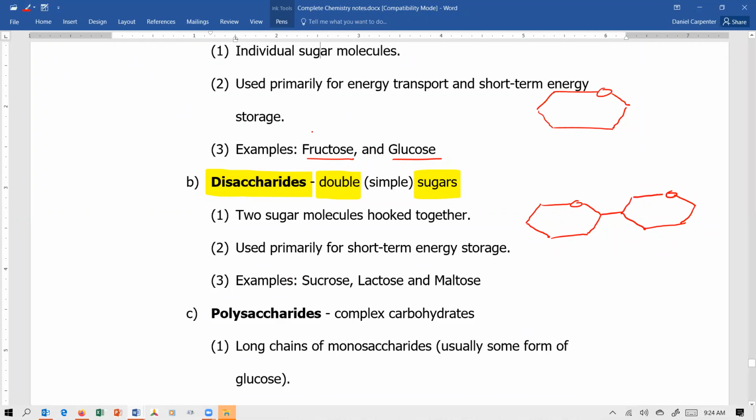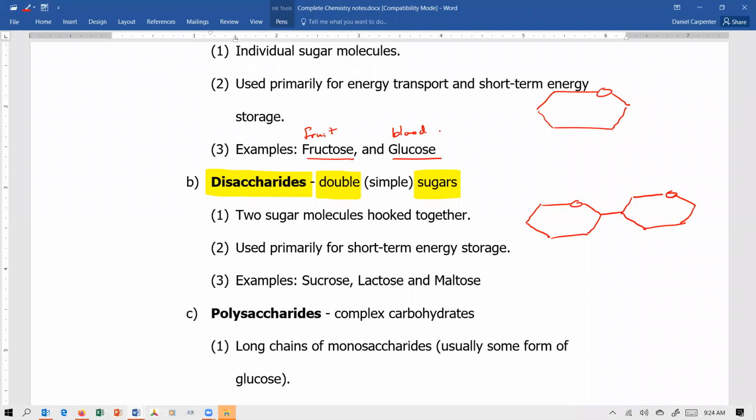So, fructose and glucose. Fructose, I told you, was fruit sugar. It is good for you as long as you don't eat too much. Glucose is blood sugar because it's naturally found in the blood. It is good for you as long as you don't eat too much. I'm not talking about blood, I'm talking about glucose.